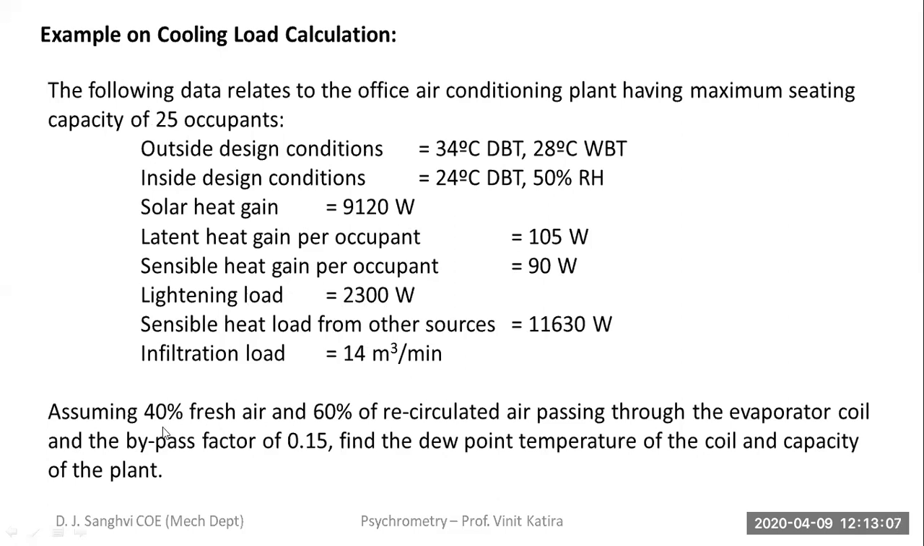given. And it is said that we'll assume 40% fresh air and 60% recirculated air is passing through the evaporator coil. This means that 40% outside air is getting mixed with the indoor air, and the bypass factor of the cooling coil is also given. You have to find the dew point temperature of coil and the capacity of the whole plant.